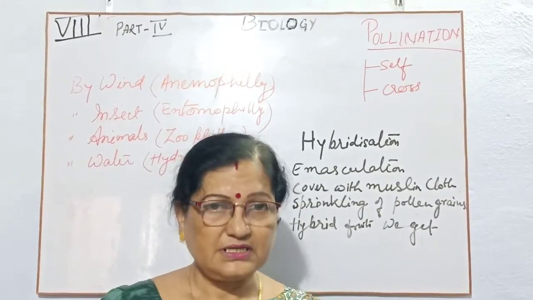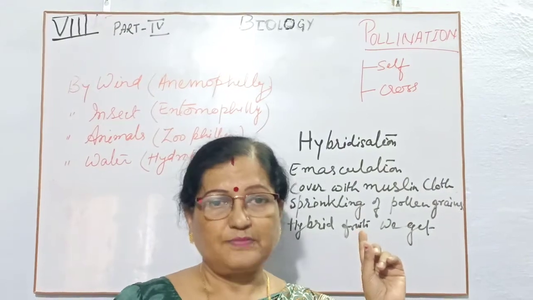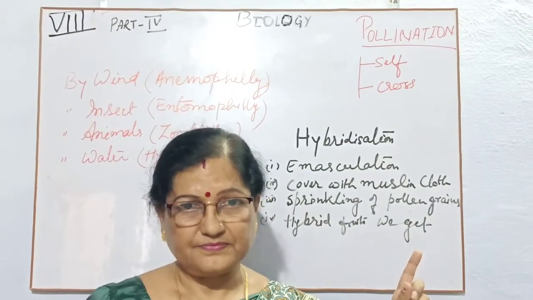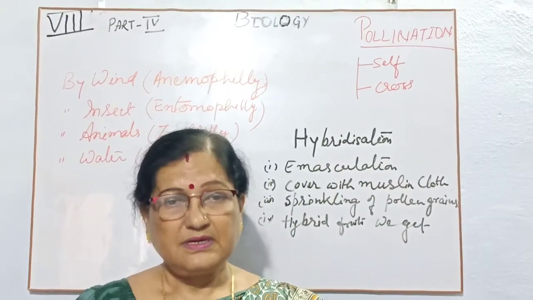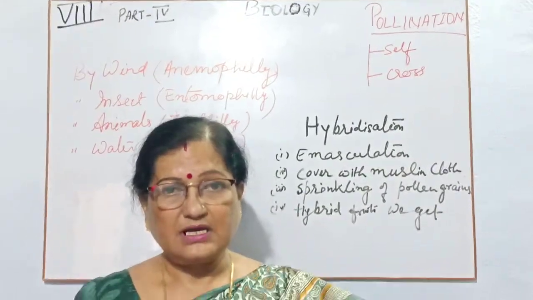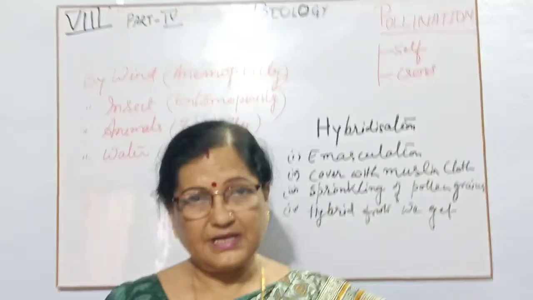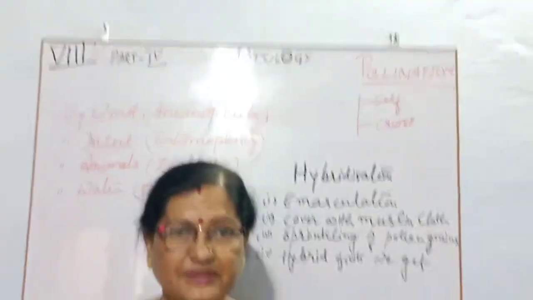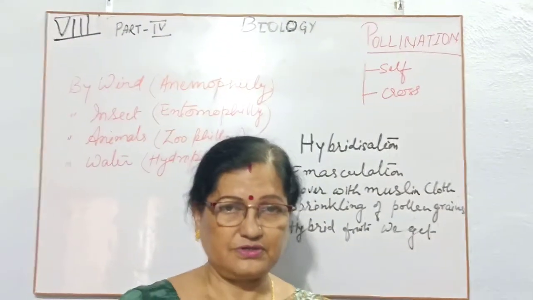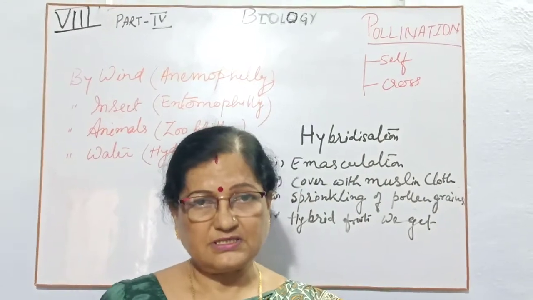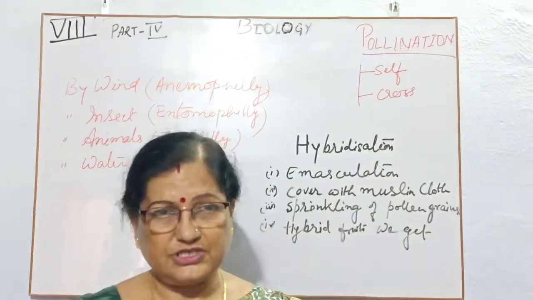So what is pollen grain? Yesterday I told you that pollen grain is the male gamete, and this male gamete will go to the stigma of another flower where it will get the female gamete, and after fertilization it will form the fruit. So this is the process and it is called pollination.